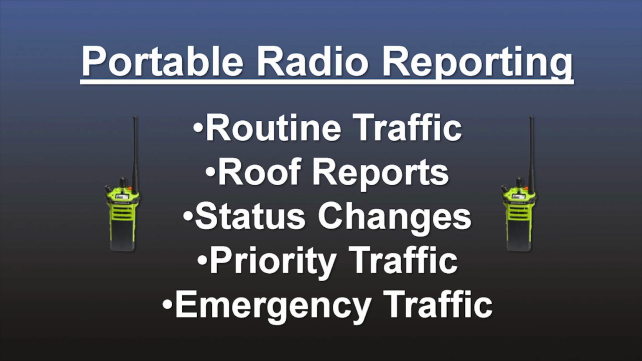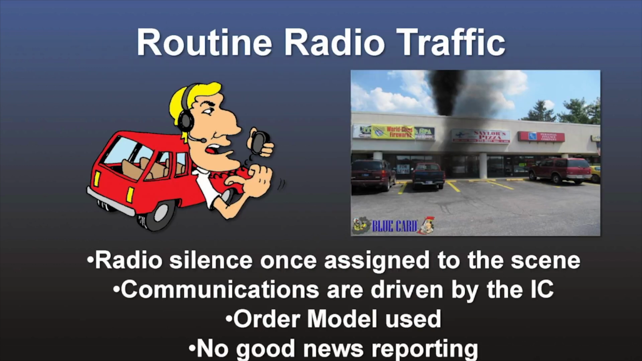This includes routine traffic, roof reports, status changes, and then priority traffic. Emergency traffic is communication between the IC and dispatch. Routine radio traffic is the most common form of communication that takes place on the fire ground. Routine radio traffic is generally initiated by the incident commander and will follow the order model.